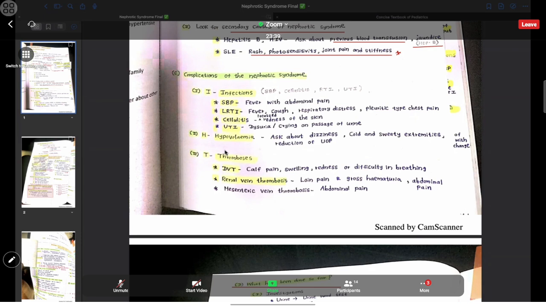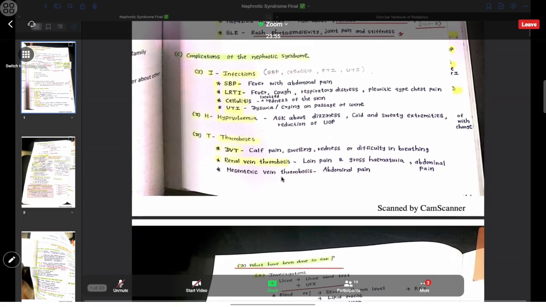Okay, then they can develop DVT, so ask about the symptoms of DVT. For renal vein thrombosis, the main things you can ask about are loin pain, gross hematuria, and abdominal pain. Then mesenteric vein thrombosis: you can ask about abdominal pain, and abdominal pain after meals.